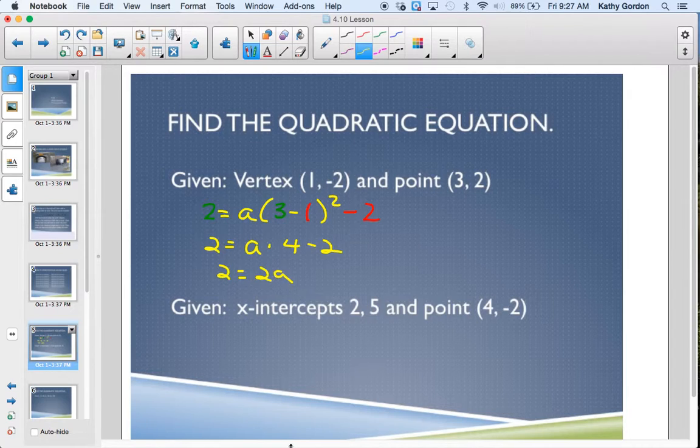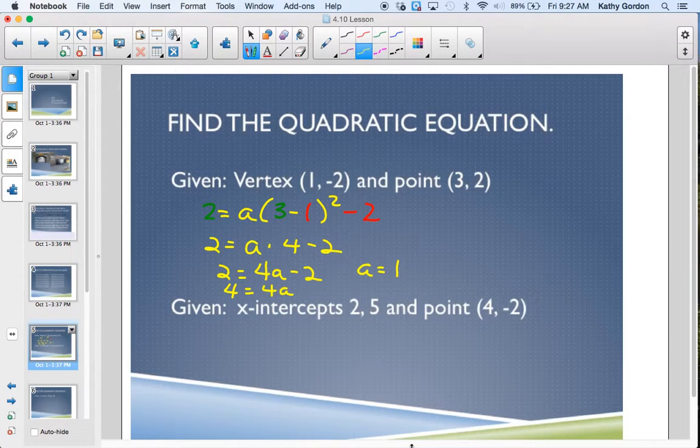No! It does not. Order of operations. That 4 is being multiplied to that a, which means I cannot combine these two numbers together before I do that multiplying. So instead, this becomes 4a minus 2. And then I add the 2 over, divide by the 4, and end up with an a of 1.